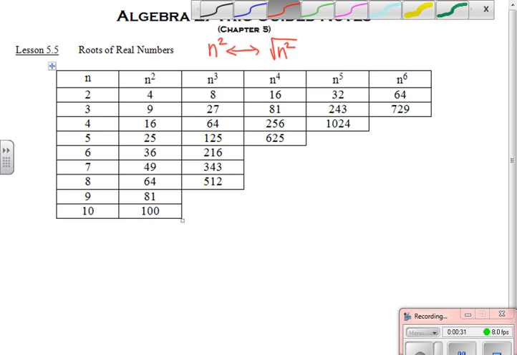If I want to undo the cube root, or the n cubed, I cube root it. If I want to undo the fourth power, I fourth root it. So these are opposite operations. So if n is your base, what this chart is showing you is really your numbers raised to those powers.